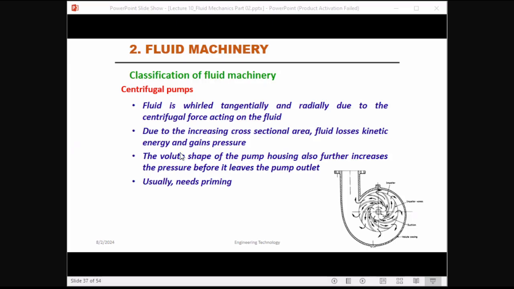Then understanding this operating principle will help to identify operation and maintenance, and also you can select the required pump according to your requirement. You can identify a pump type.